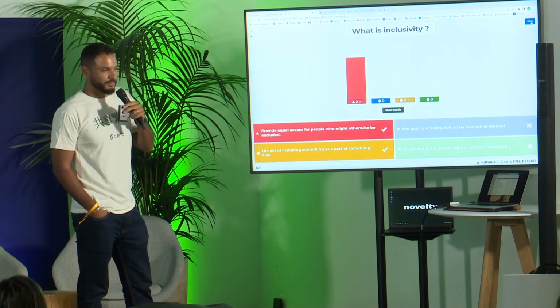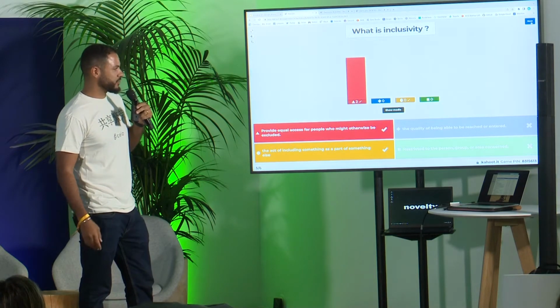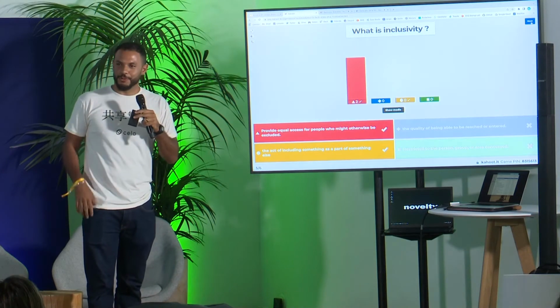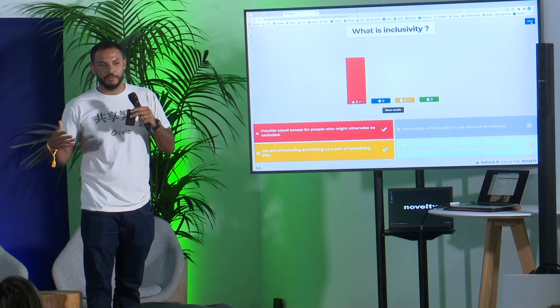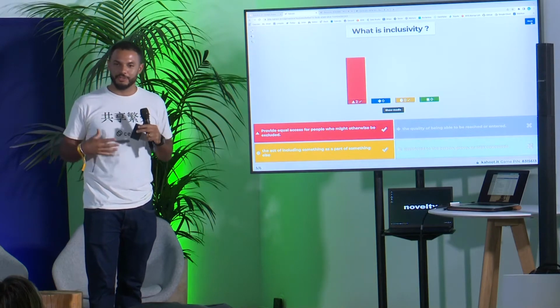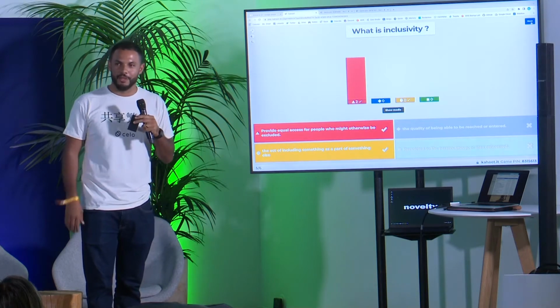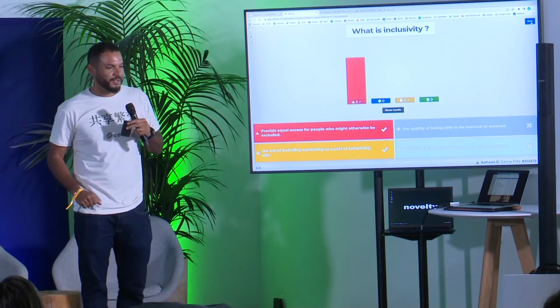Well, there were 2. To provide equal access for people who might otherwise be excluded. So it's really opening the doors. Inclusivity is about making people join a group, come into your community, or be able to use your product that otherwise wouldn't actually be open to them.